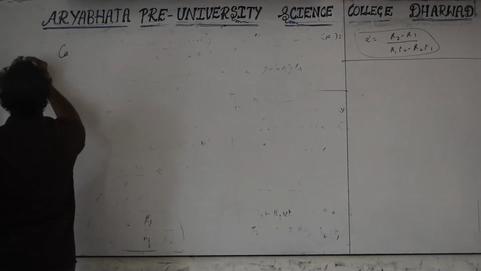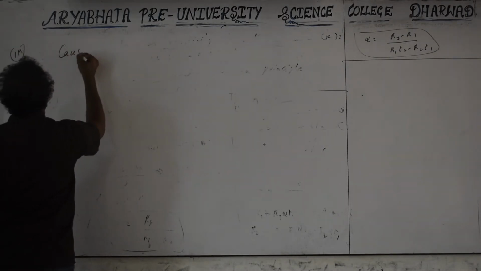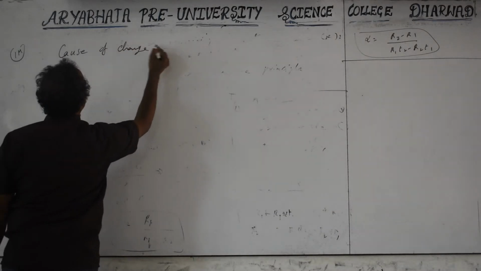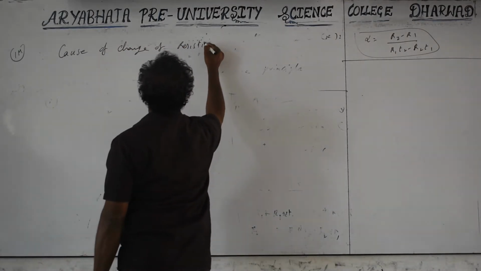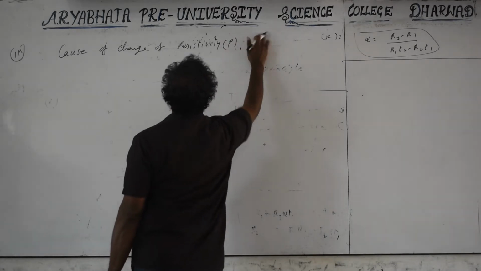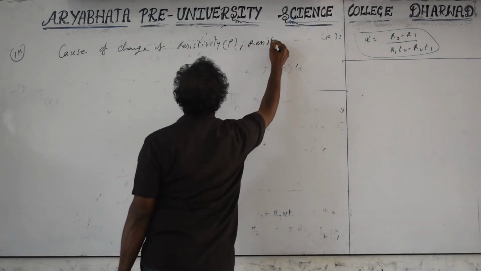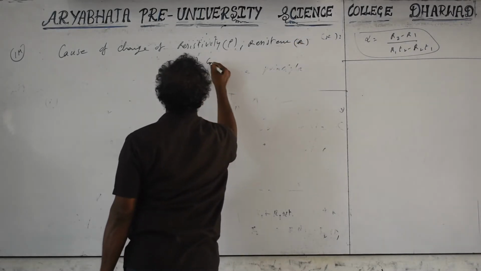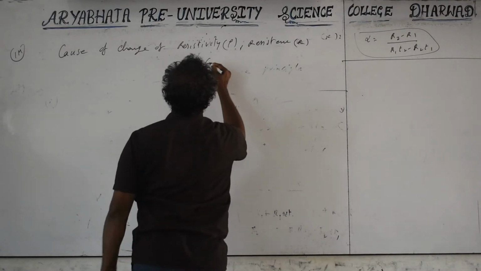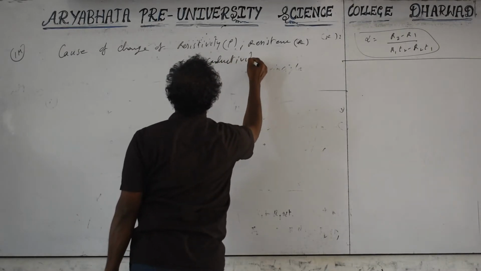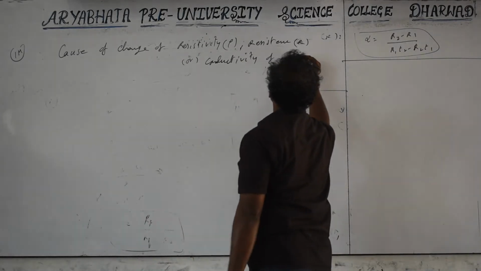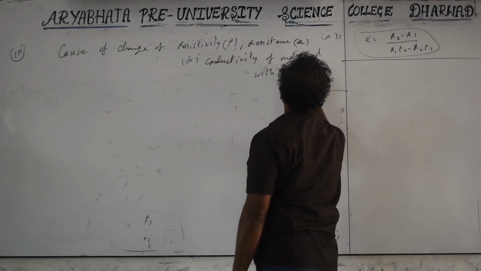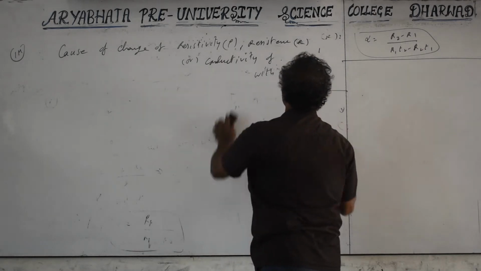Important for 1 mark question for period. Cause or reason of change of resistivity, or they may ask in terms of resistance, or even in terms of conductance or conductivity of material with the temperature. Material means we are talking here first about conductors.